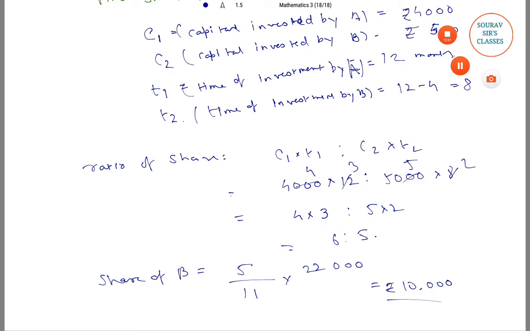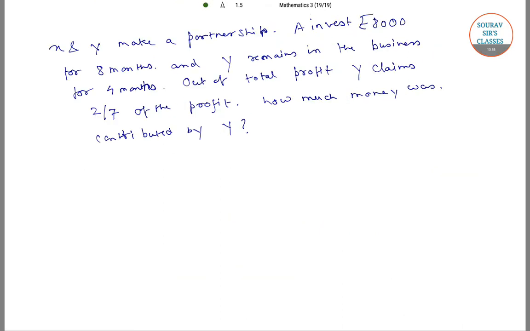In the next question, we have X and Y who start a business. Now X invests 8,000 rupees for 8 months, and Y remains in the business for 4 months. Now if the profit claimed by Y was 2/7 of the total profit, then we have to find the money invested by Y.